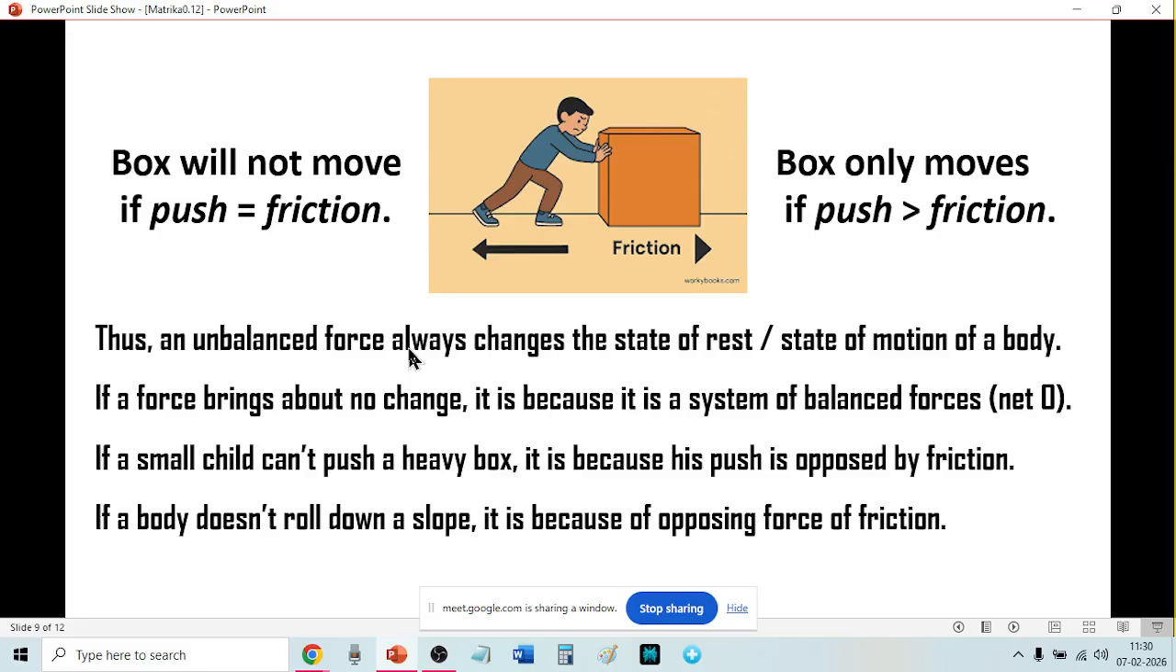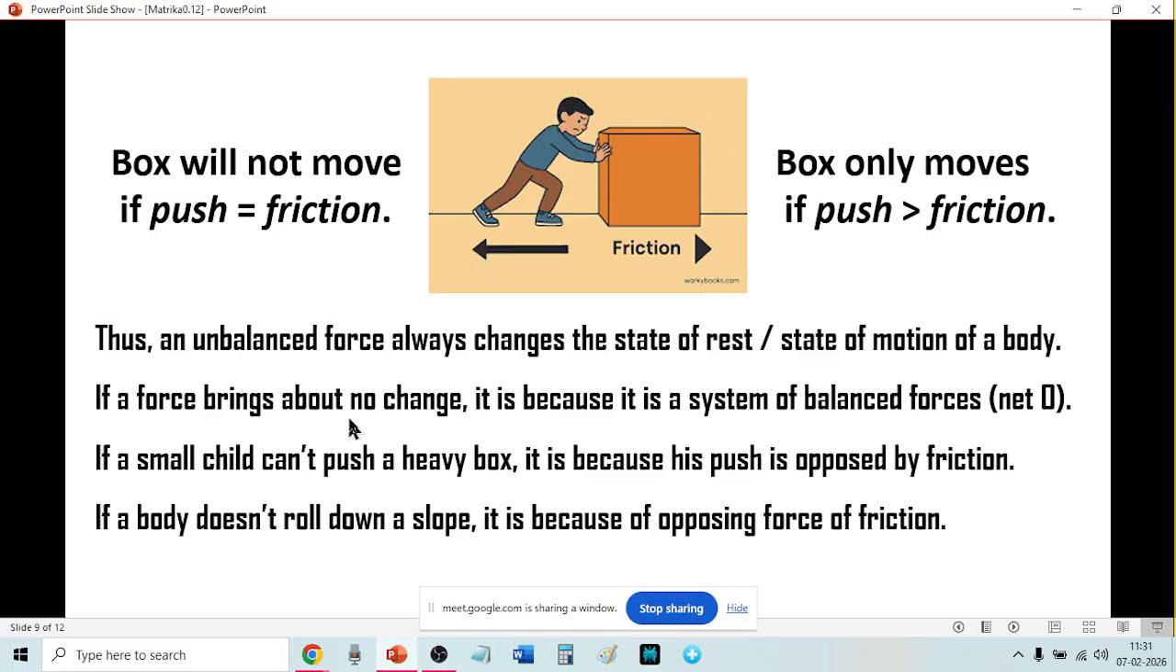Yes. So an unbalanced force always changes the state of rest or state of motion of a body. If it is a balanced force, then the thing will not move. If the push is equal to friction, or the downward weight is equal to the buoyancy of water, if the forces are equal, the body will not move. You need an unbalanced force to move the body or to stop the body. A balanced force does not change the state of rest or motion of a body.